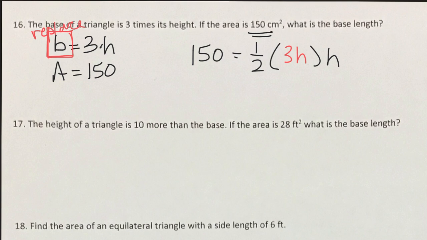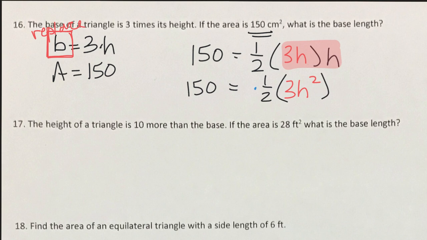Okay, so let's do this step at a time. What is 3h times 1h? 3h squared. And we still have this 1/2 business in front. Okay, so how do you want to deal with this 1/2 business? Multiply it by 2 on both sides. Multiply by 2 to get rid of the 1/2.